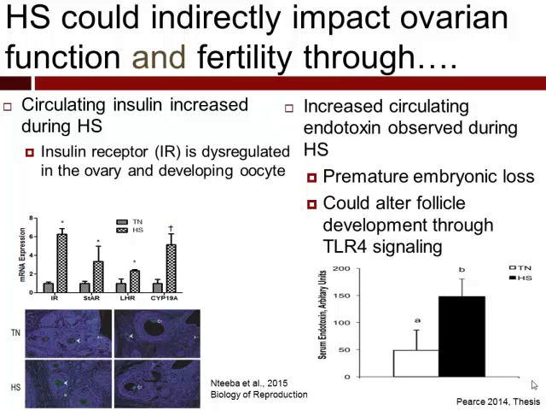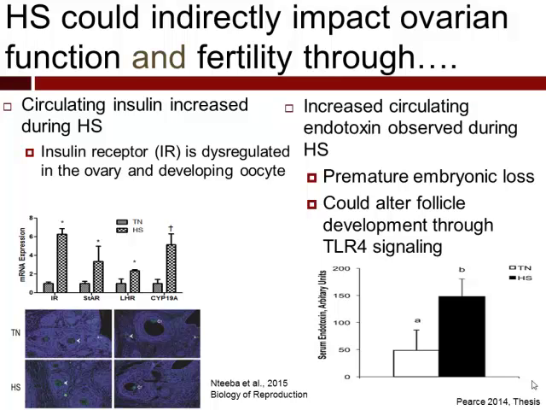Heat stress could have a direct effect on the oocyte, as we indicated with our in vitro study, but it could also have an indirect one. A couple of the things that happen during heat stress in pigs is that you have an increased amount of circulating insulin. Despite the fact that pigs go off feed and reduce feed intake during a heat stress bout, they actually have increased production of insulin.